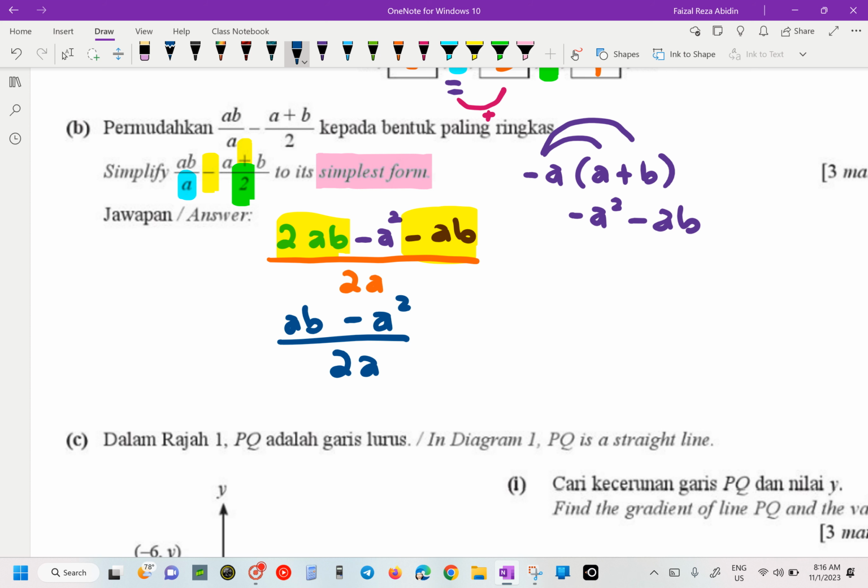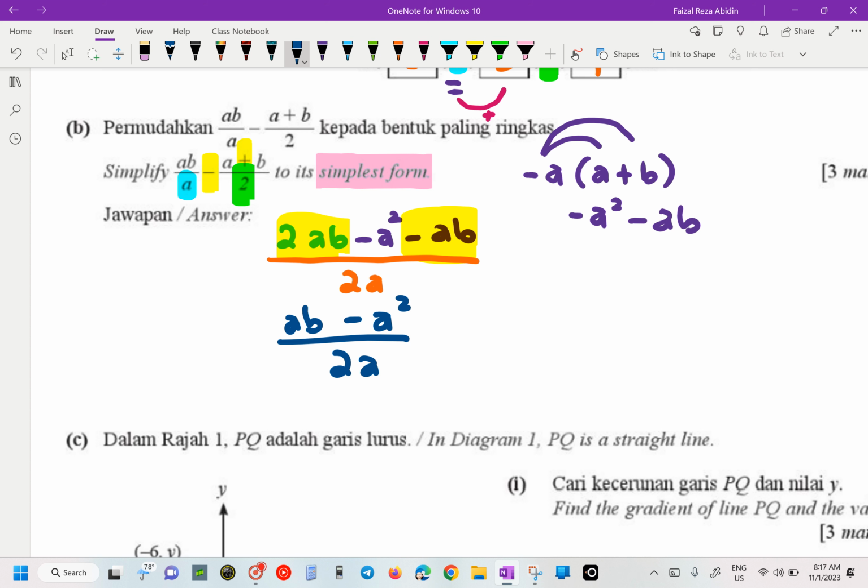Okay, so, how many methods? Four. The first one is going to be HCF. The second one is going to be difference of squares. The third one is going to be by using cross multiplication. The fourth one is going to be for algebraic terms. Go back and have a better revision on your form 2.